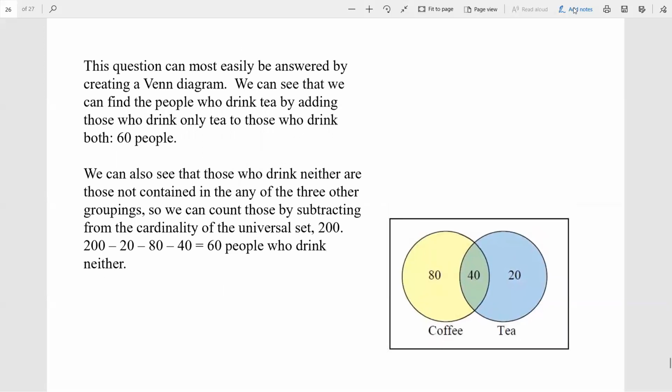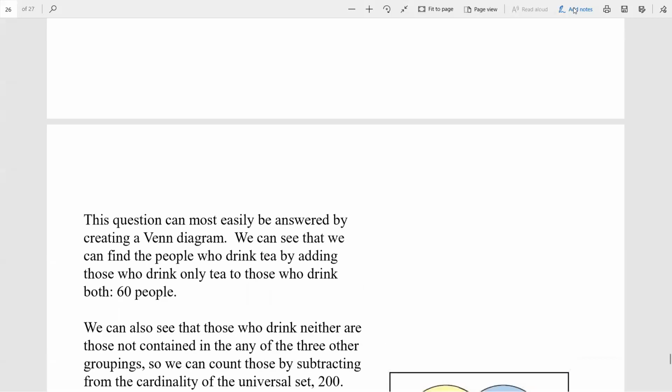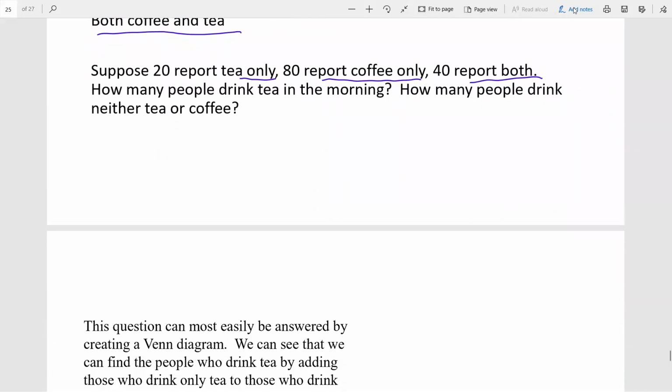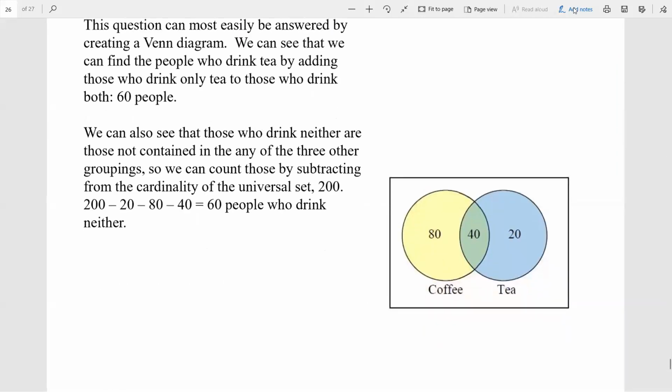We can use a Venn diagram to do this. We have 20 report tea only, 80 report coffee only, 40 report both. So here we have identified the overlapping area where both drink, the person drinks coffee and tea, and then the light blue area over here, there are 20 that drank tea only, and then over here the 80 who drank coffee only.